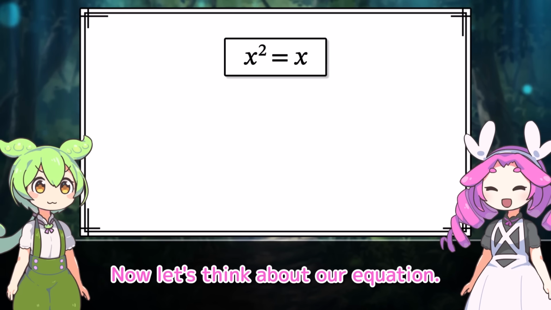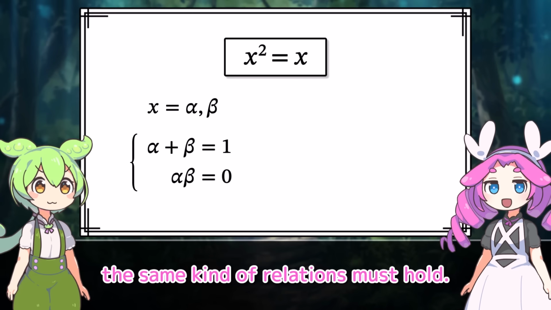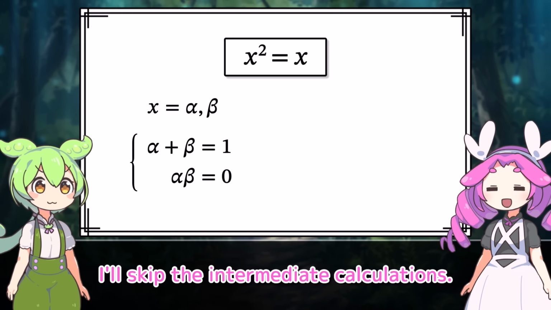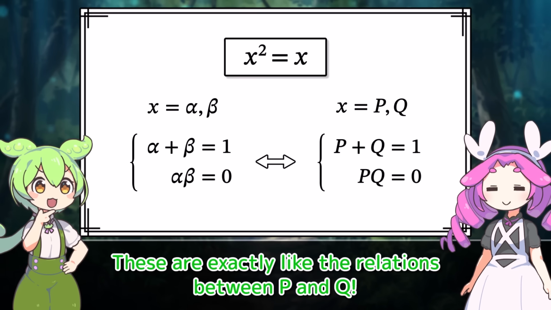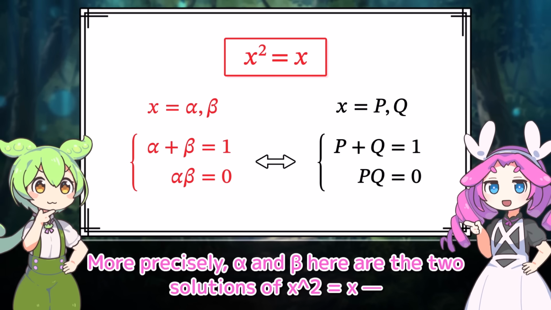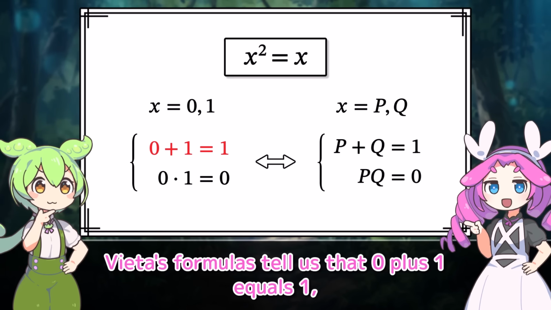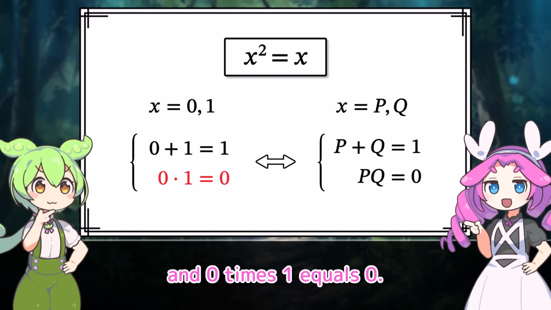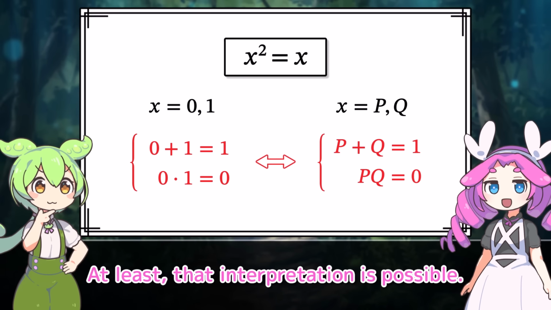Now let's think about our equation. This is also a quadratic equation, so if its solutions are alpha and beta, the same kind of relations must hold. I'll skip the intermediate calculations. Wait, these are exactly like the relations between P and Q. Or, exactly the same? That's the important point. More precisely, alpha and beta here are the two solutions of x squared equals x. That is, 0 and 1. Vieta's formulas tell us that 0 plus 1 equals 1, and 0 times 1 equals 0. In this sense, the relationships between P and Q resemble that of 0 and 1. At least that interpretation is possible.